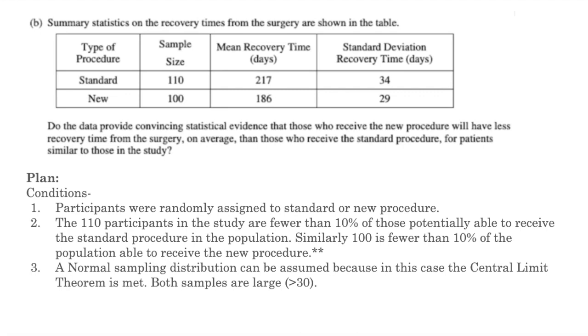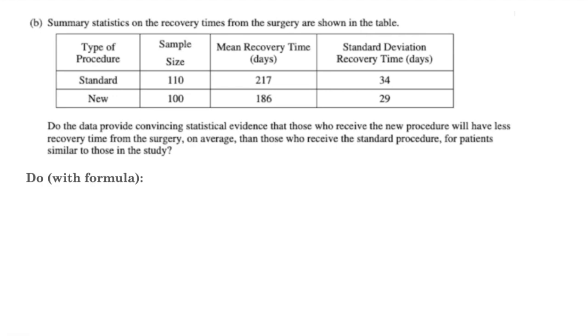This is basically permission to do the next step, to use the formula we're about to use, which is based on a t-distribution, which is a normal distribution. Next comes the do phase, and I'm going to do this both with the formula and then with technology. You don't have to do it both ways. You choose one way to do it, and you do it that way.